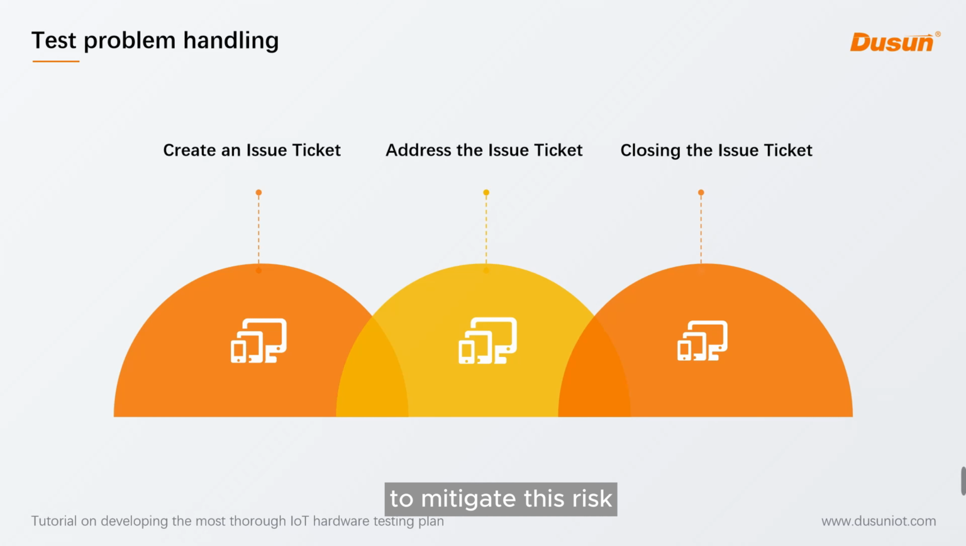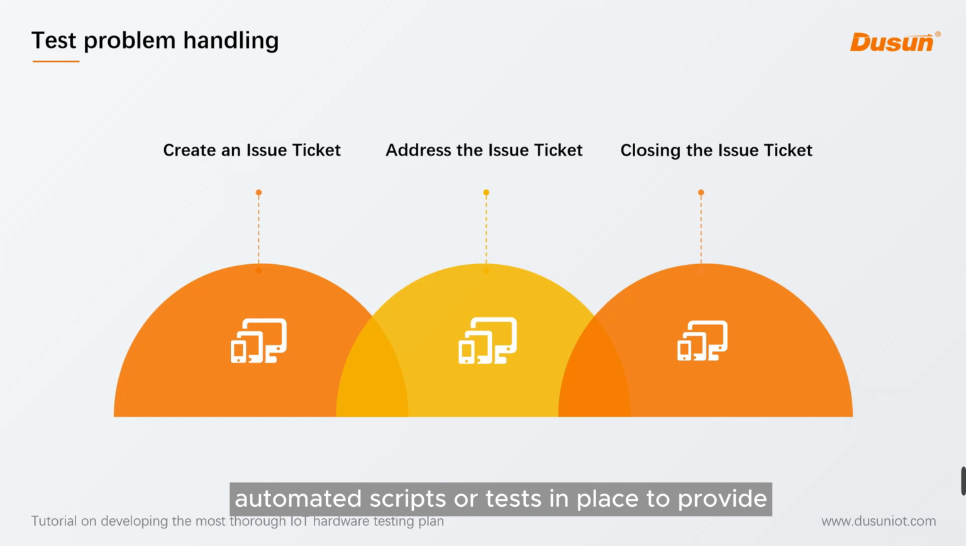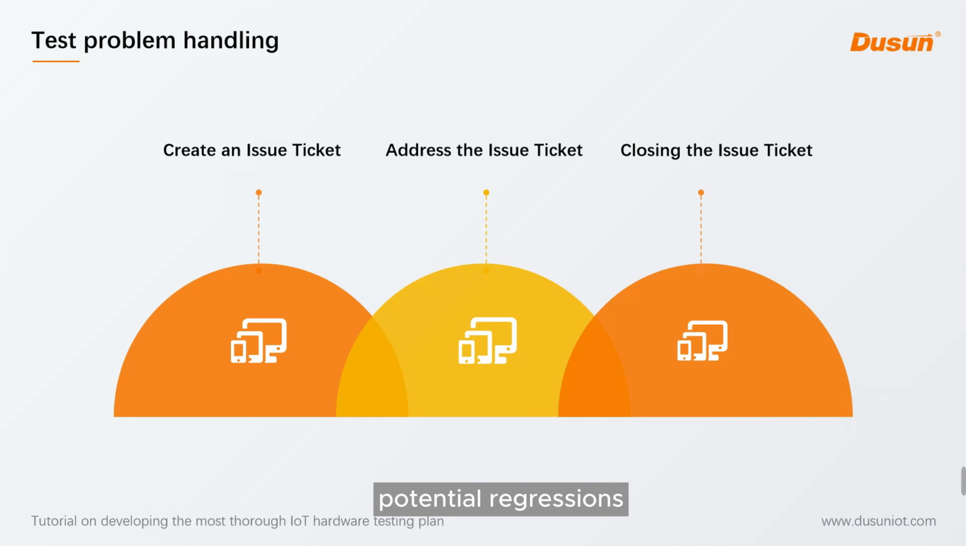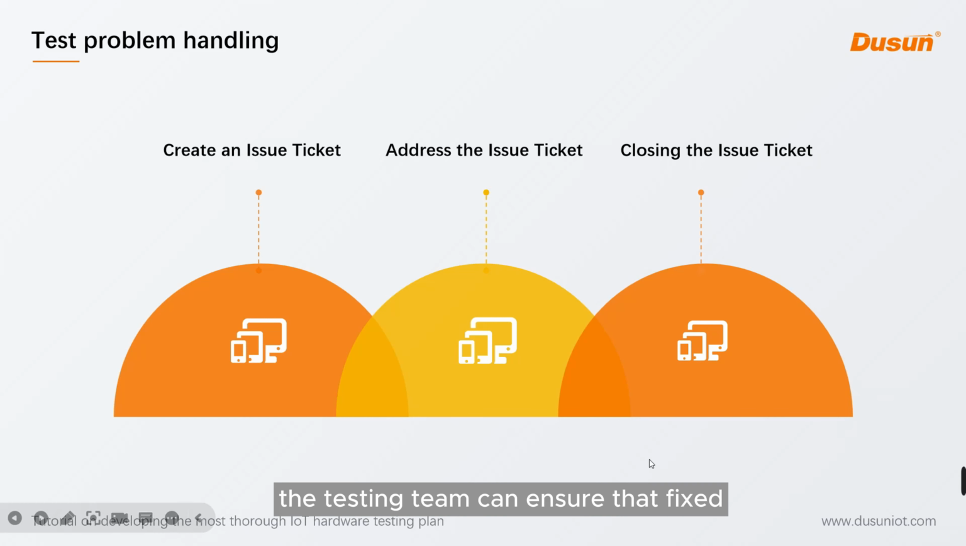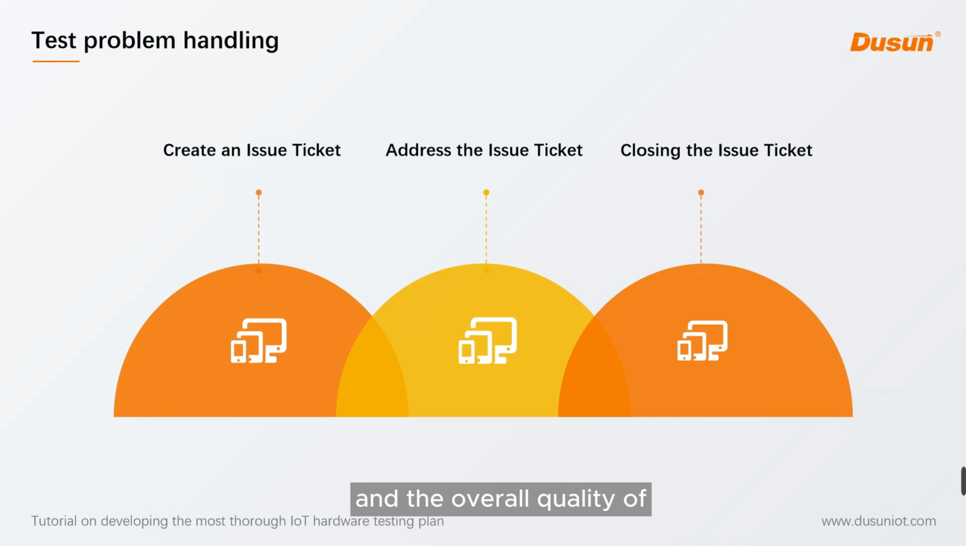To mitigate this risk, it is advisable to have automated scripts or tests in place to provide ongoing coverage and detect potential regressions. By following these steps, the testing team can ensure that fixed issues are properly validated, any recurring problems are addressed, and the overall quality of the software or system is maintained.